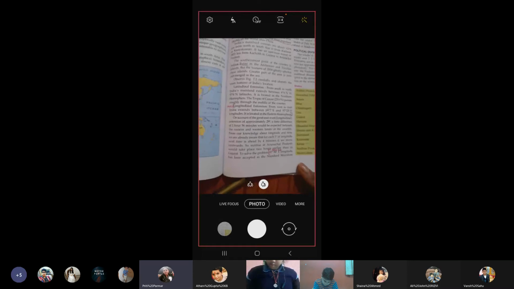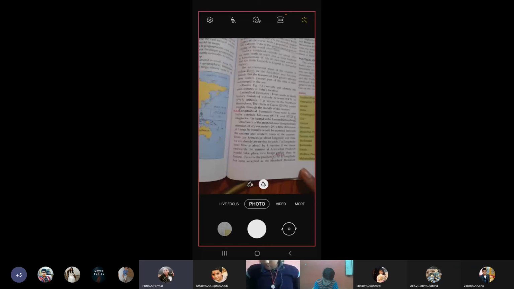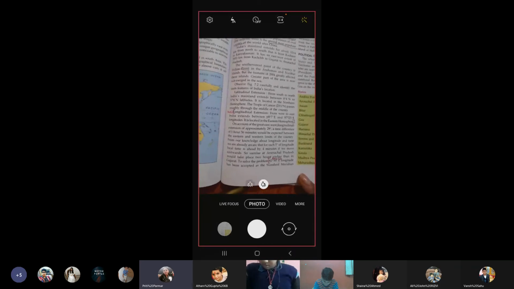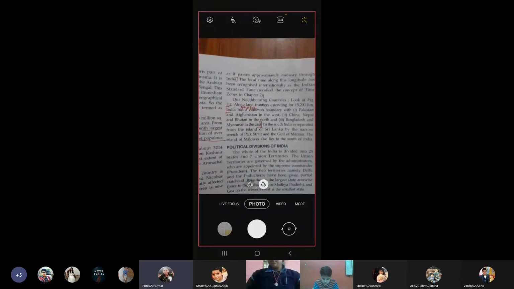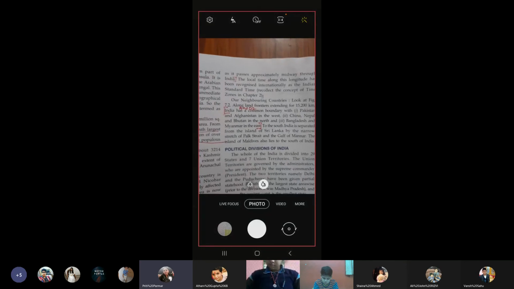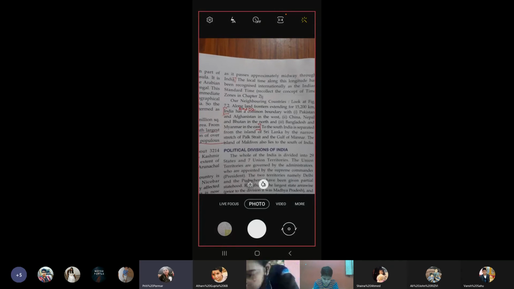sunrise at Arunachal Pradesh would take place 2 hours earlier than in Gujarat. To solve the problem, 82 degrees 30 east longitude has been accepted as the standard meridian as it passes approximately midway through India. The local time along this longitude has been recognized internationally as the Indian Standard Time, IST.